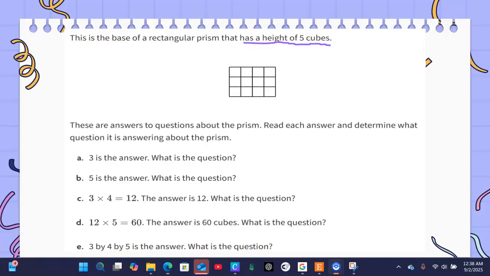Now remember, a prism is a three-dimensional figure. And as you can see, this is two-dimensional. So this is basically saying if I were to draw a three-dimensional prism, it would look something similar to this, right? This is what we've been working on in class.